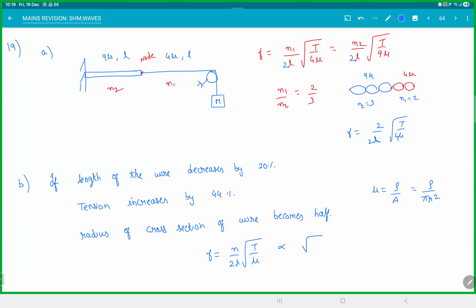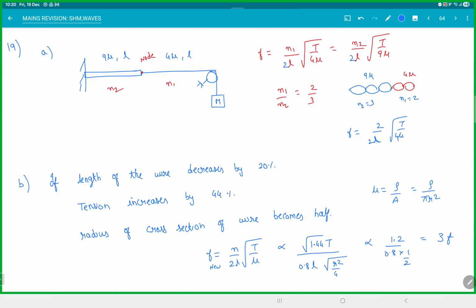Tension becomes 144, so that is 1.44 T. Length becomes 0.8 L, and mu is proportional to r square, so r square by 4. That is 1.2 by 0.8 into half. That is 0.4 is equal to 3. It becomes 3 times.